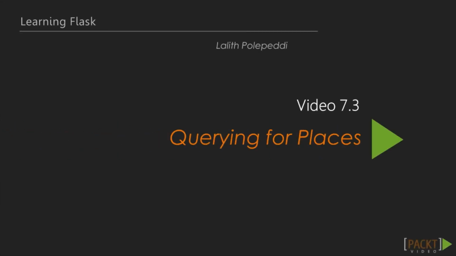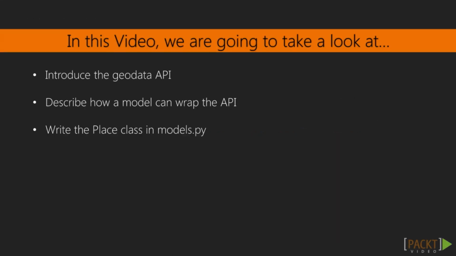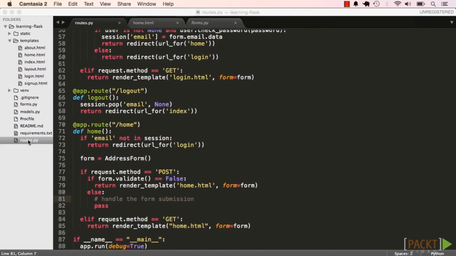In this video, we'll take a look at Wikipedia's Geodata API, and then describe how we can wrap this API by writing a new model in models.py. At a high level, when I type in my address, the code should first take my address, second, query for places around it, and third, return those results. So let's make note of these 3 steps with comments here.